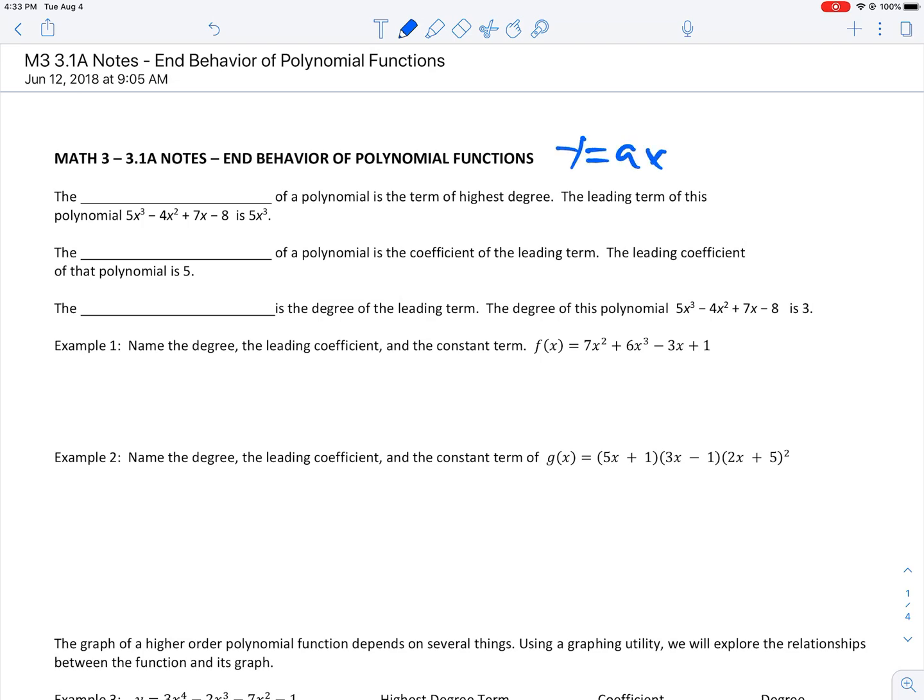Y equals ax squared plus bx plus c. That is technically a polynomial function. It has a name we call quadratic. So the leading term of a polynomial is the term of the highest degree. So the leading term for the polynomial is 5x cubed because it has x to the third.